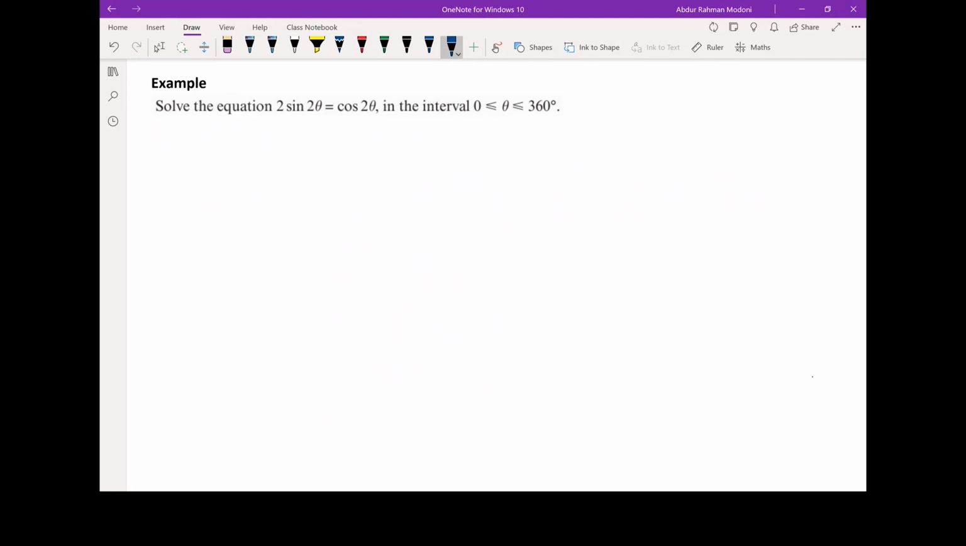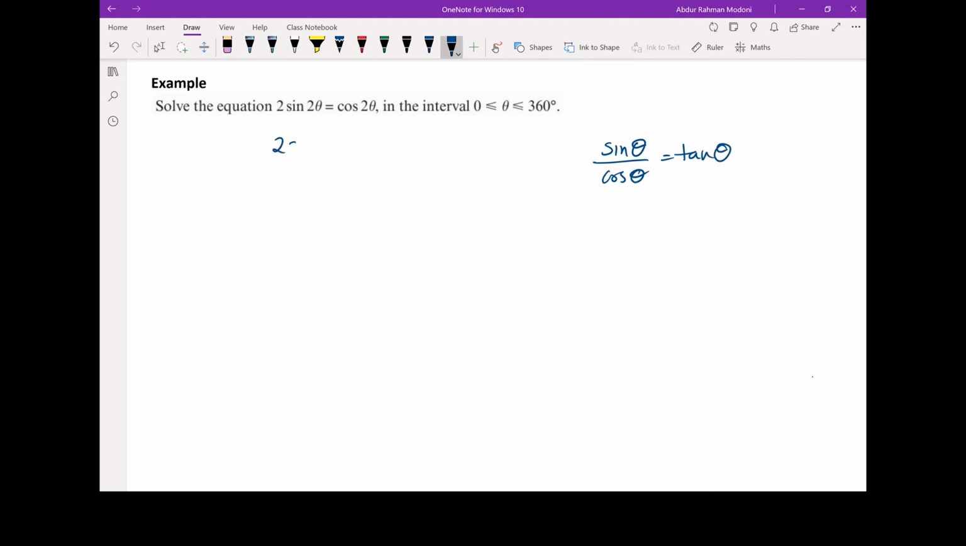To solve this trigonometric equation, we can see that we've got two different functions here, sine and cos. So again, we're going to have to use one of our trig identities to try and get them down to one. We know a trig identity that relates sine and cos as sine theta over cos theta is equal to tan theta.